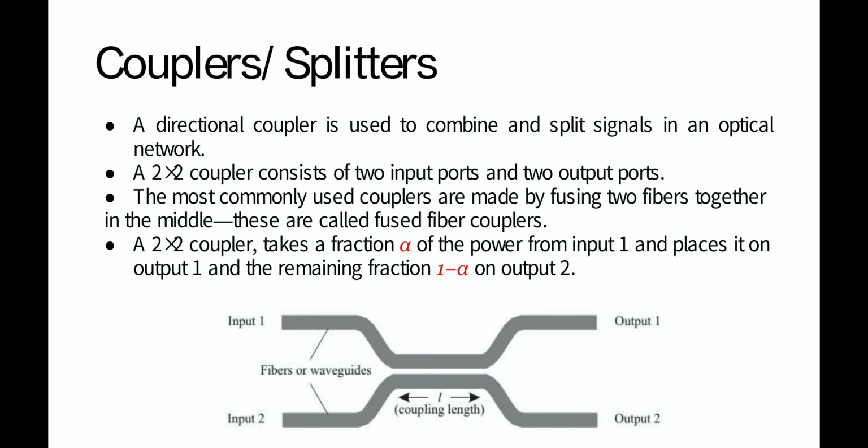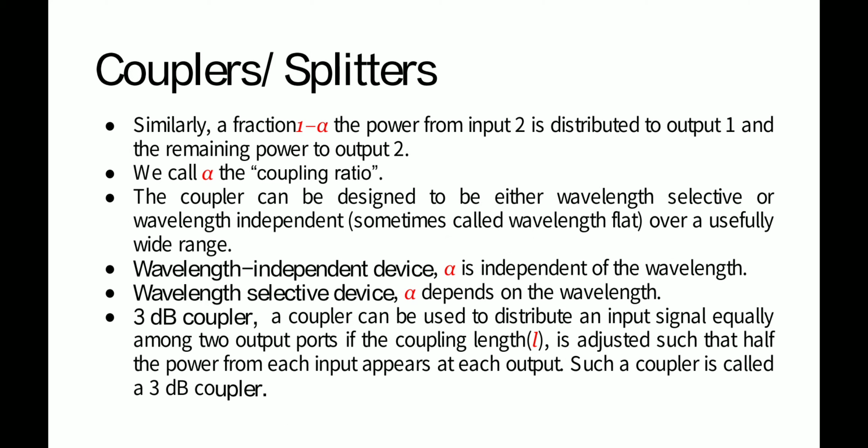A 2 by 2 coupler takes a fraction alpha of the power from input 1 and places it on output 1 and remaining fraction 1 minus alpha on output 2. So here two fibers are fused together and when we apply input to one of the input ports, it will be coupled to the output ports. Similarly, a fraction 1 minus alpha, the power from input 2 is distributed to output 1 and the remaining power to output 2. We call alpha the coupling ratio.